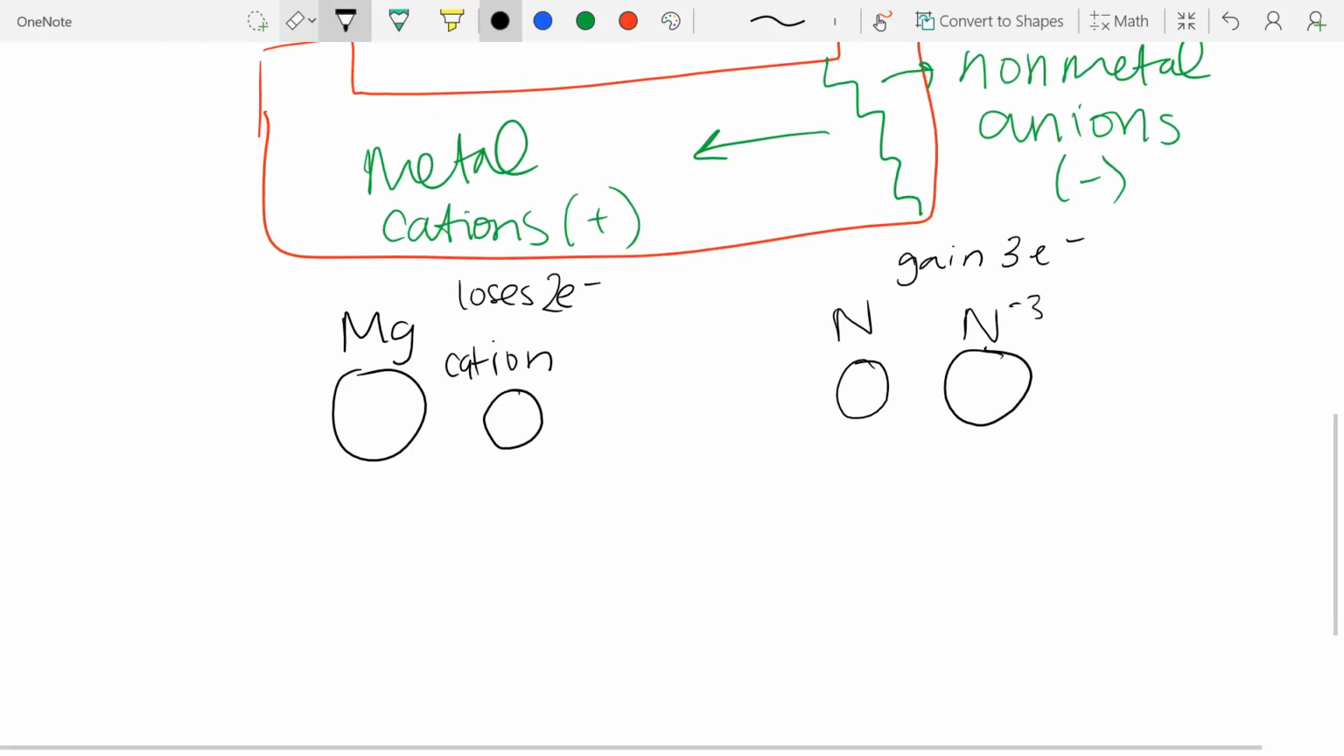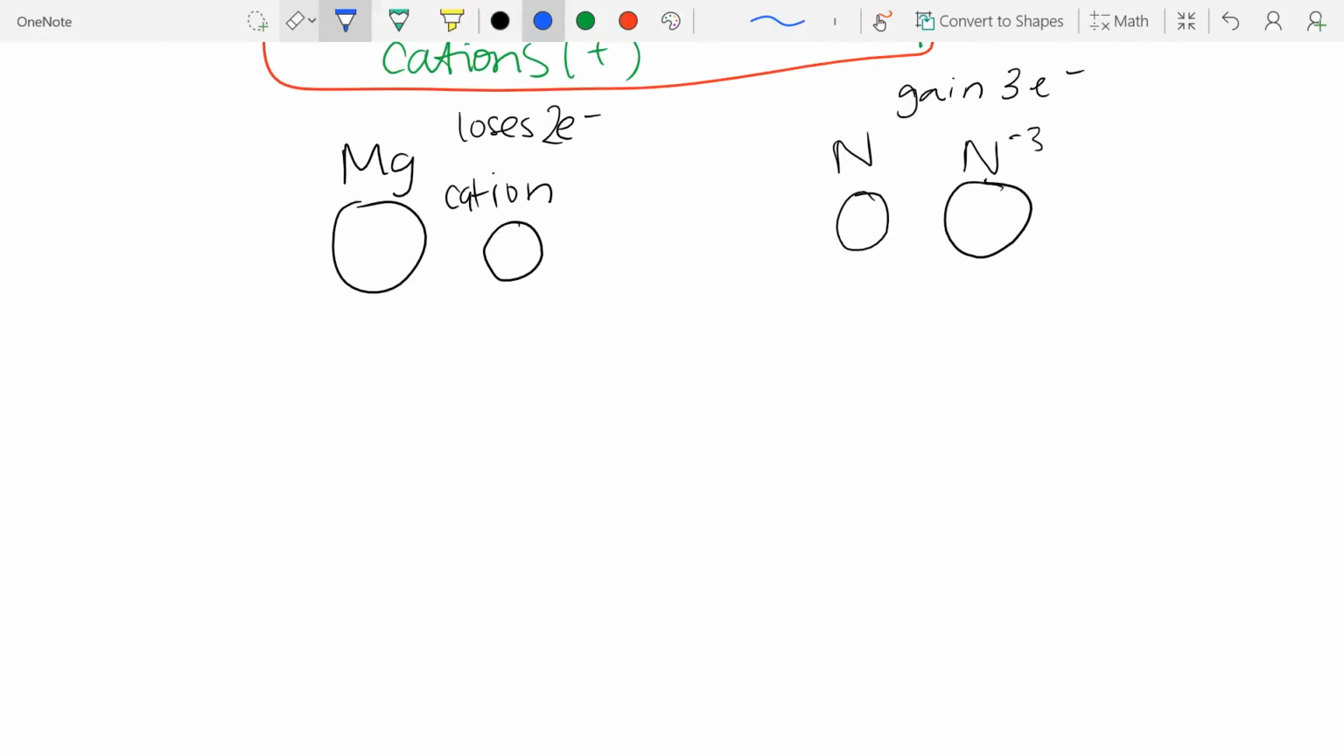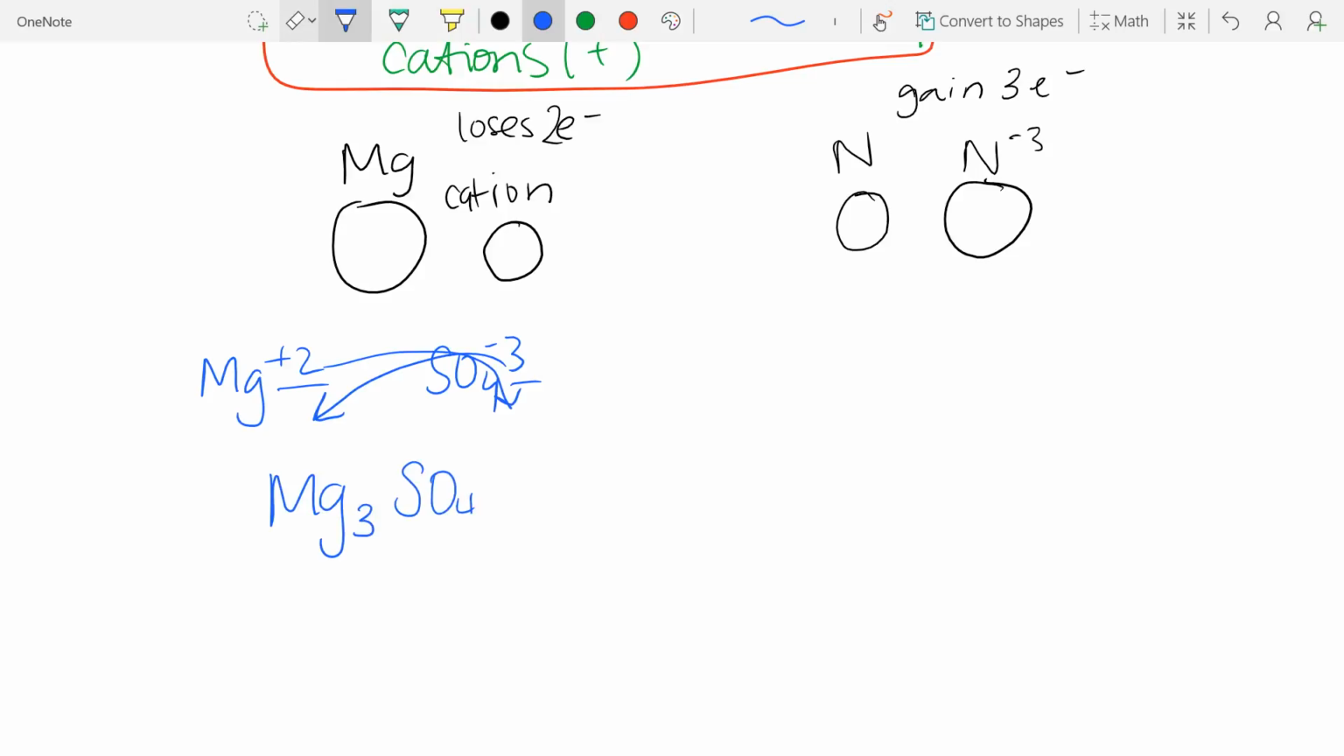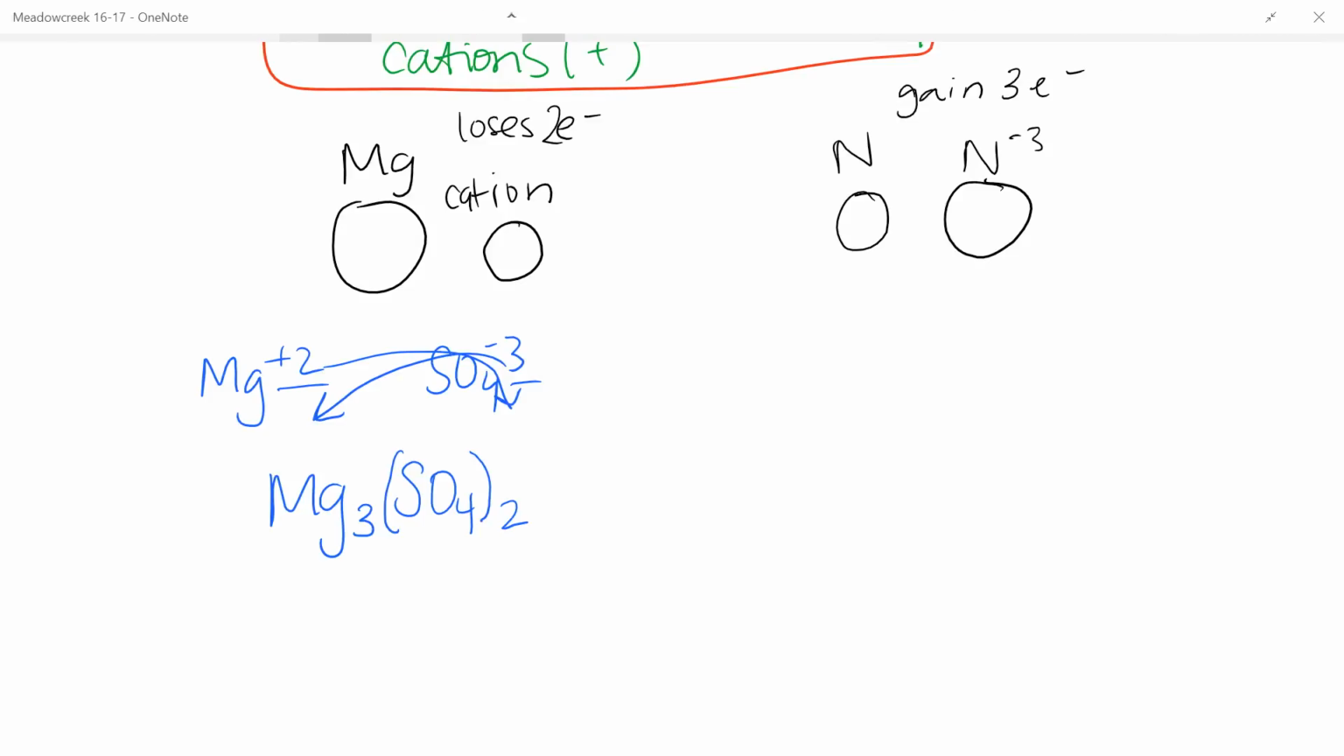Now, with that being said, don't forget about how you name things. If you have a metal, if you have magnesium +2 and you have SO4 -3, positive 2 and -3 do not cancel out, so we cross and we drop, and we become Mg3. We drop the negative sign, SO4 with the 2 outside of it, and we use the parentheses to show that that's a polyatomic ion and that I have 2 of everything inside the parentheses.